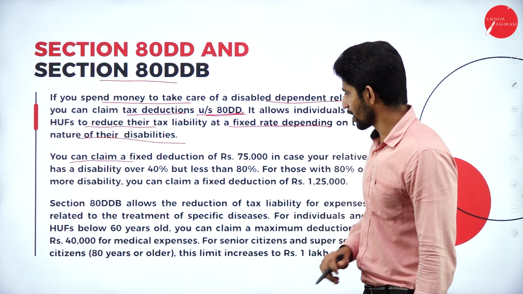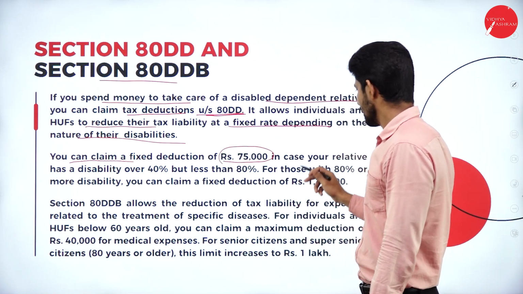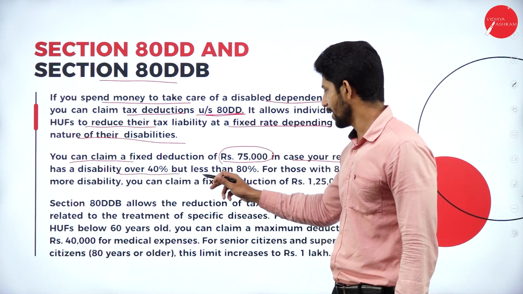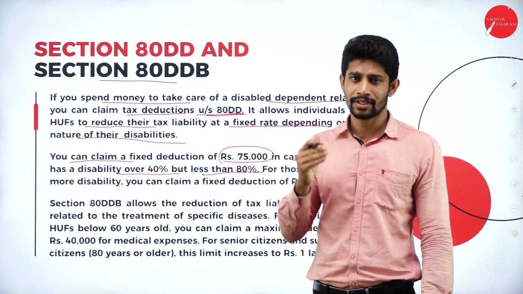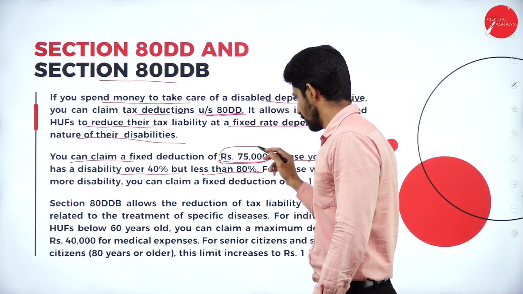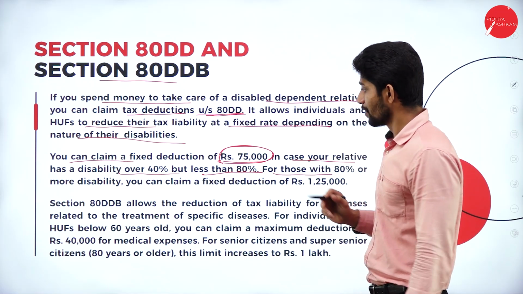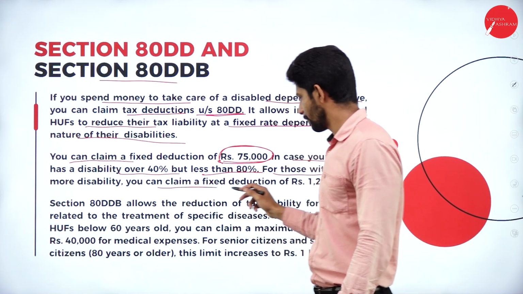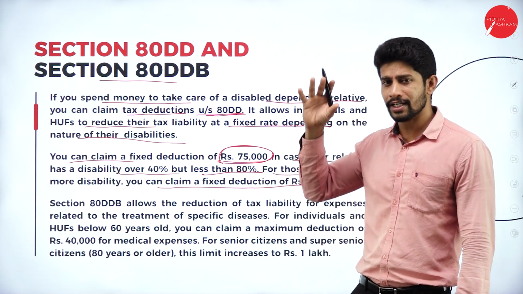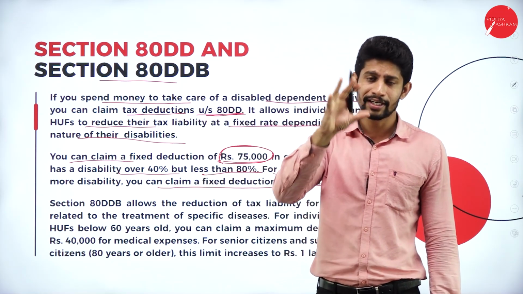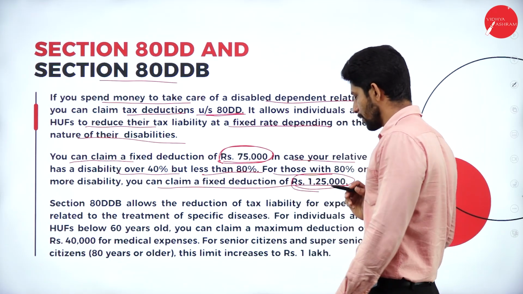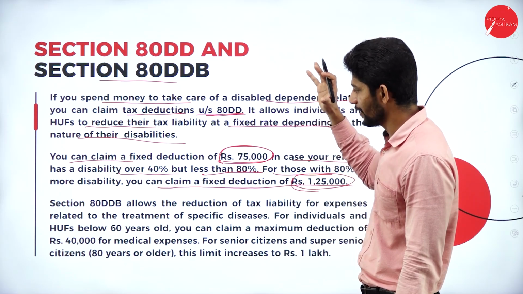You can claim a fixed deduction of rupees 75,000 in case your relative has a disability over 40% but less than 80%. That means if the disability percentage is between 40 to 80%, you can claim the fixed deduction of rupees 75,000. For those with more than 80% disability, you can claim a fixed deduction of rupees 1,25,000. That means if the disability level is between 40 to 80%, you can claim the fixed deduction of 75,000. If the disability level is more than 80%, you can claim the fixed deduction of rupees 1,25,000 under section 80DD.